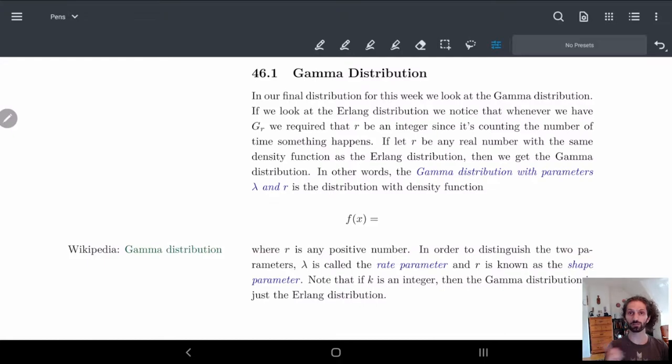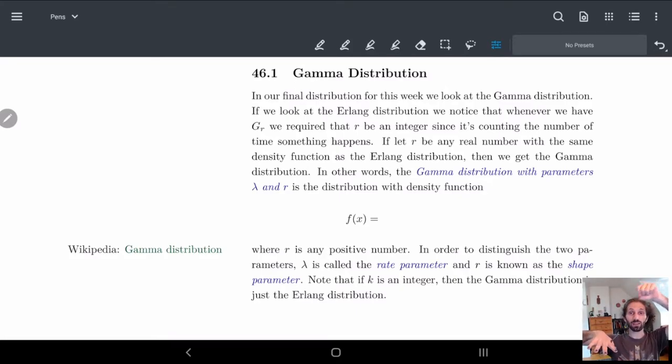Quick note that I forgot to mention in the Erlang distribution video. The book calls the Erlang distribution the gamma distribution, which people don't really call it anymore. Basically, it used to be just called the gamma distribution, and then it split into two. When it became just integers, it was Erlang.